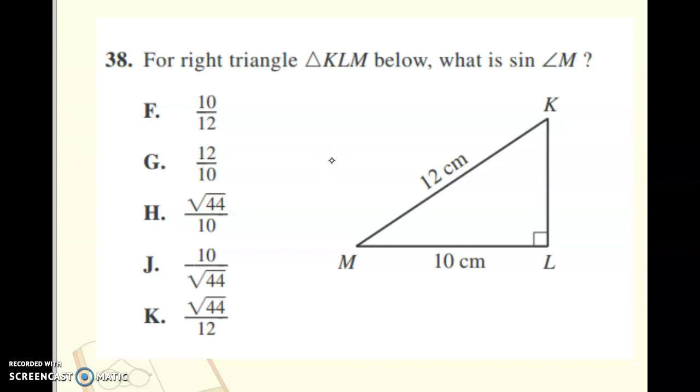All right, so hopefully you had a chance to look at this. We want angle M and we want its sine. So we want its opposite to hypotenuse. The tricky part is we know the bottom number in our ratio is going to be 12, but we don't know what this side is, right?